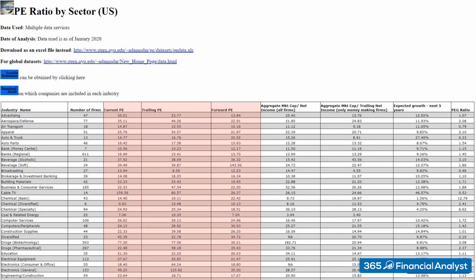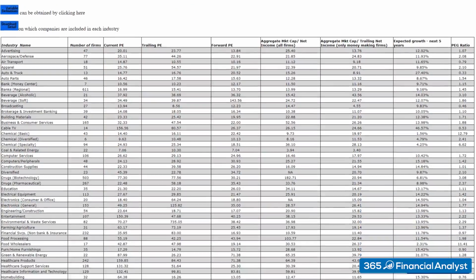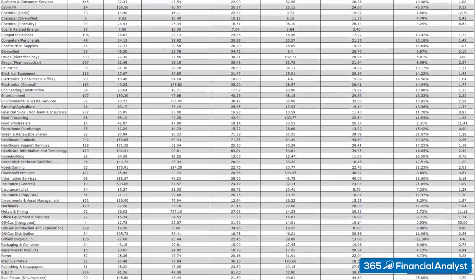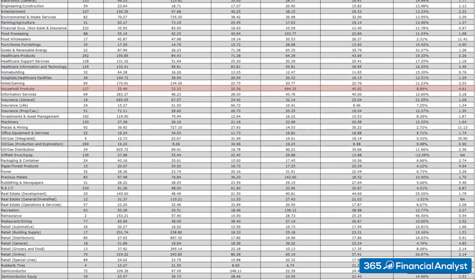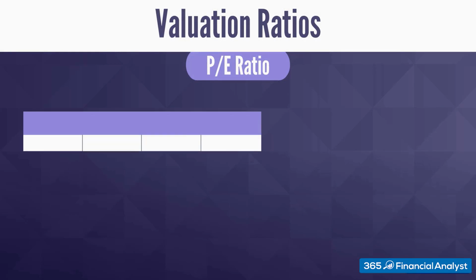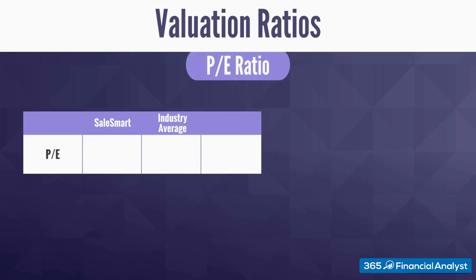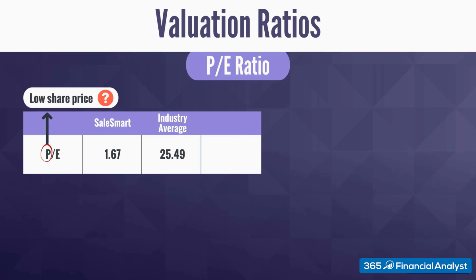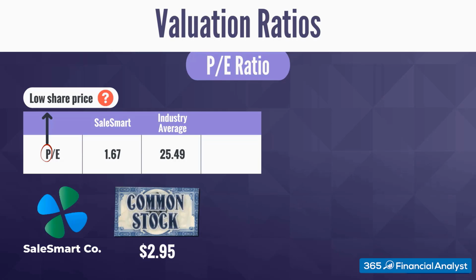We have PE statistics for the banking sector, automobiles, computer services, electronics, household products. Wait, SalesSmart falls into this category. The average price-earnings ratio of similar companies in the United States is 25.49, whereas SalesSmart's PE indicator was 1.67. This shows that the firm's current share prices on the market are relatively lower than the industry average. Indeed, $2.95 per share is way below the stock prices of competing companies.